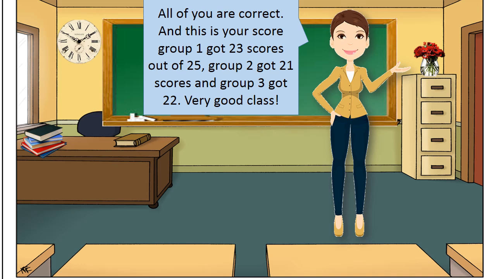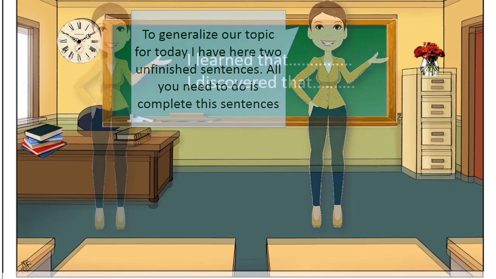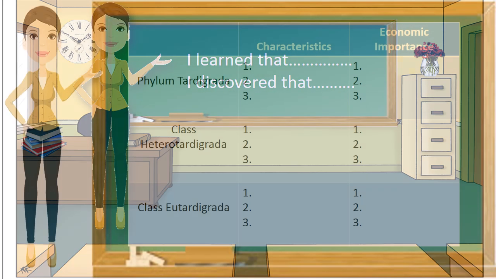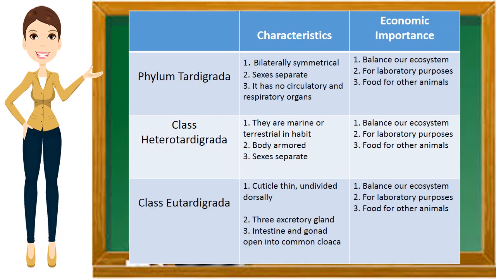Very good, class. To generalize our topic for today, I have here 2 unfinished sentences. All you need to do is complete these sentences. I learned that. I discovered that. For evaluation, class, you need to give at least 3 characteristics of phylum Tardigrada, class Heterotardigrada, class Tardigrada, and their economic importance. And this is your answer.